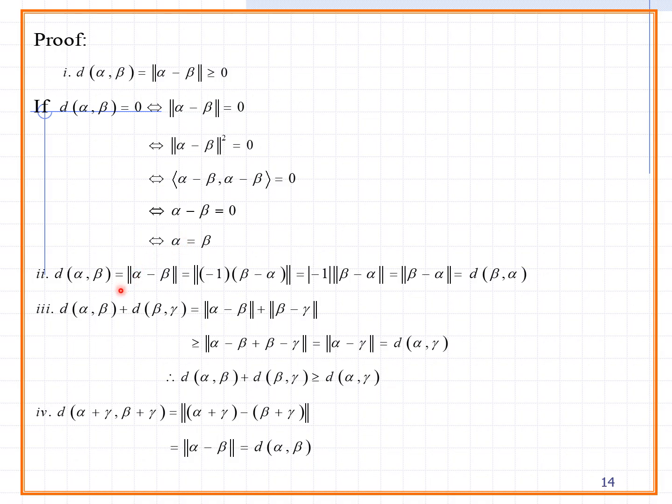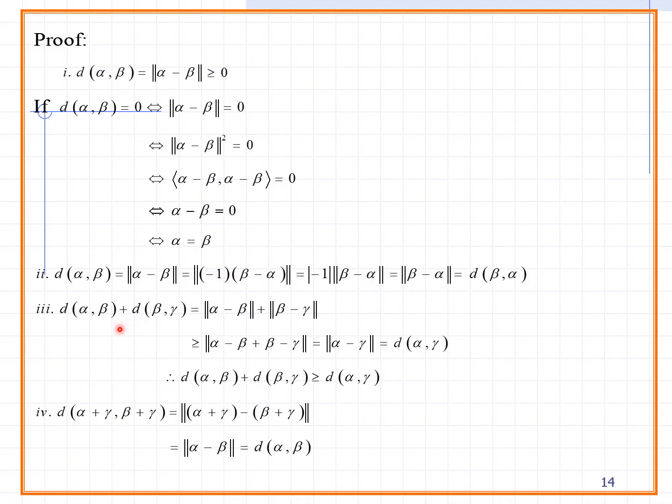Let us see the second one, the distance of alpha comma beta. Again alpha minus beta, how can we write it? We can write minus 1 into beta minus alpha, taking minus 1 as common. After that, the minus 1 becomes modulus, with norm beta minus alpha. We already know the property norm of A alpha equals modulus A into norm alpha, so by the property you can write it like this. Modulus of minus 1 is plus 1, so the same number will come. So norm beta minus alpha is equal to the distance of beta comma alpha. So the distance of alpha comma beta equals norm alpha minus beta, and the distance of beta comma alpha means norm beta minus alpha. That second one is proved.